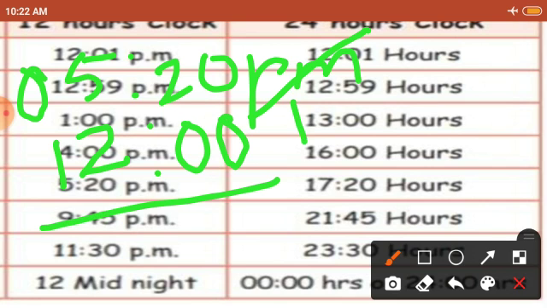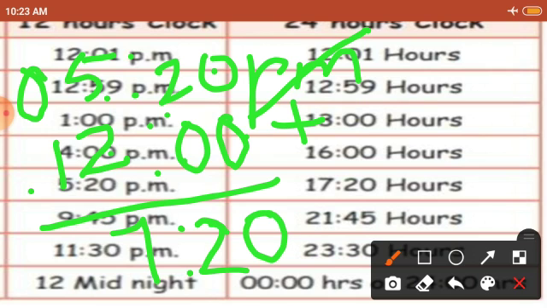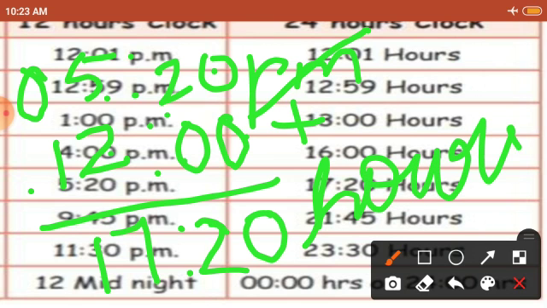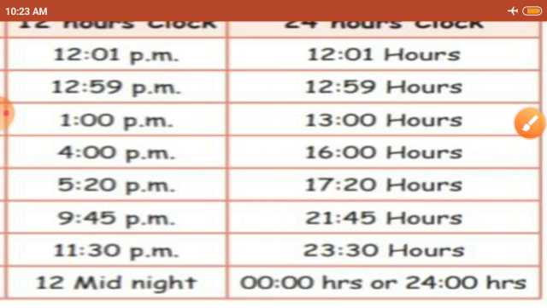Now, add both of this. 0 plus 0, you will get 0. Next 2 plus 0, you will get 2. And next is the colon symbol. Next 5 plus 2, you will get 7. Next 0 plus 1, you will get 1. So now you got what? 17:20. So now this is what? Hours. So the answer is what? 17:20 hours. Let's see the next one.